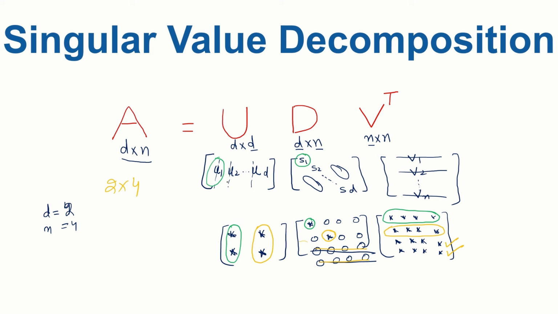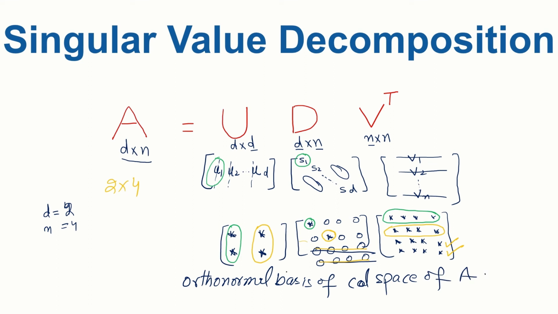All the vectors in U that correspond to non-zero singular values in D form an orthonormal basis of the column space of A. So if you want to find the orthonormal basis of the column space of A, one way is, if you have the SVD, to just pick the columns in U that correspond to non-zero entries in D. And these vectors form an orthonormal basis of the column space of A.